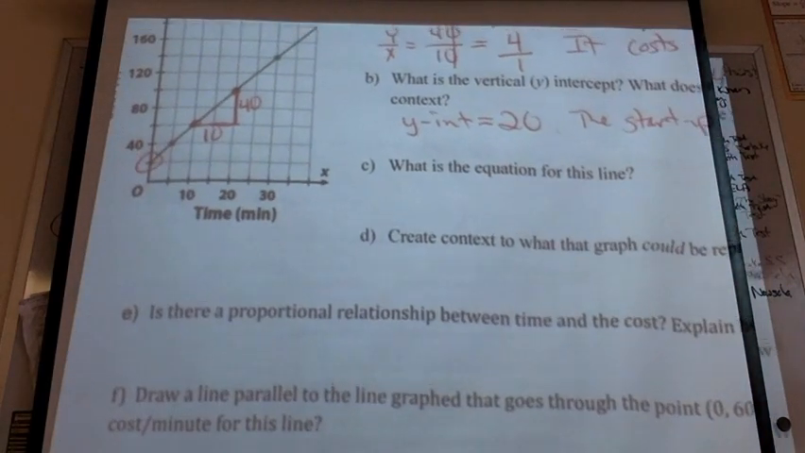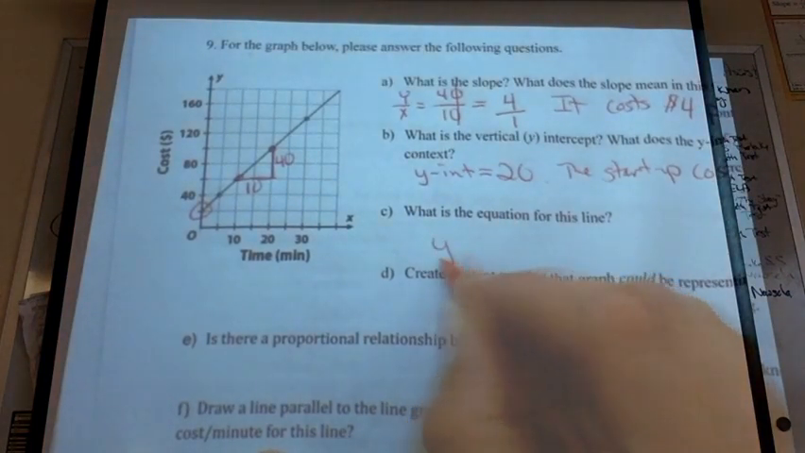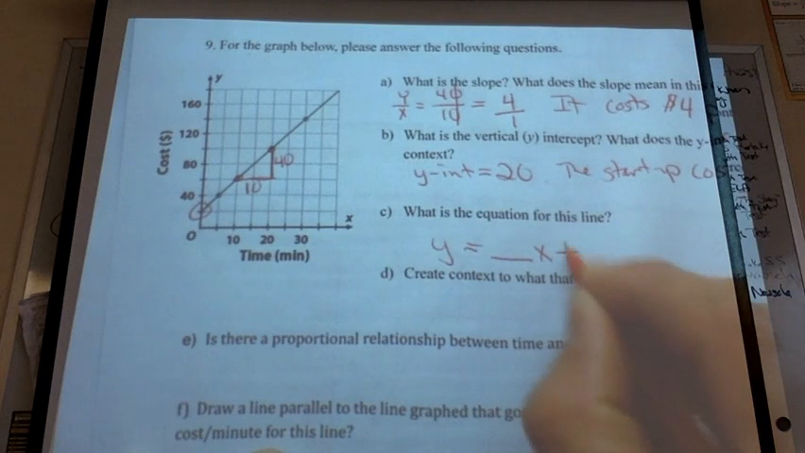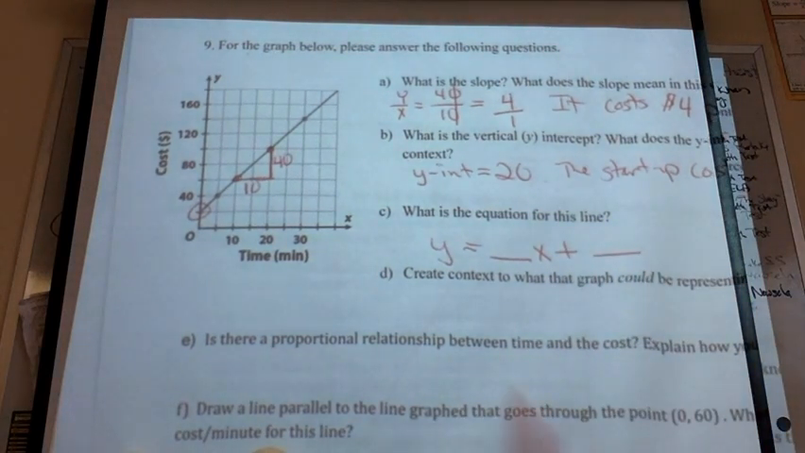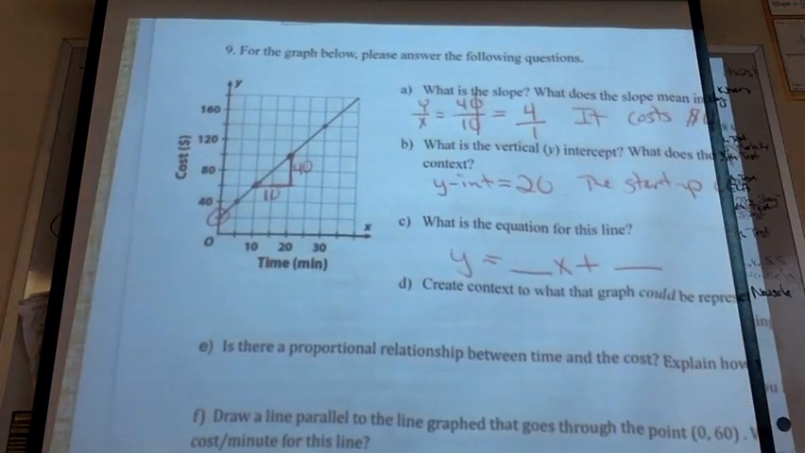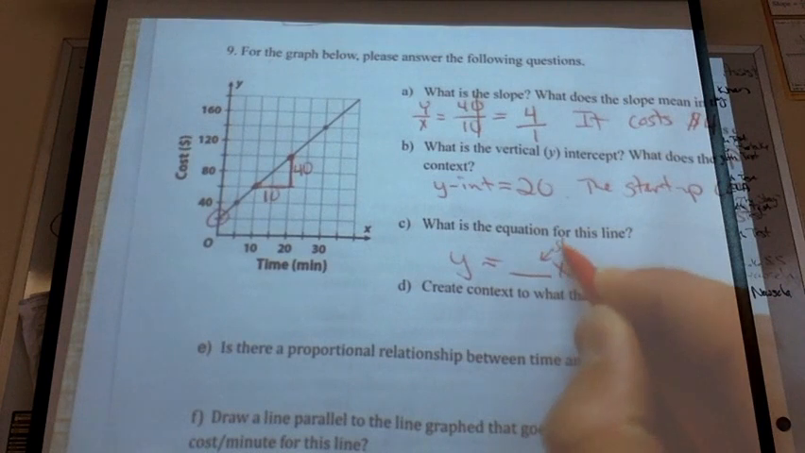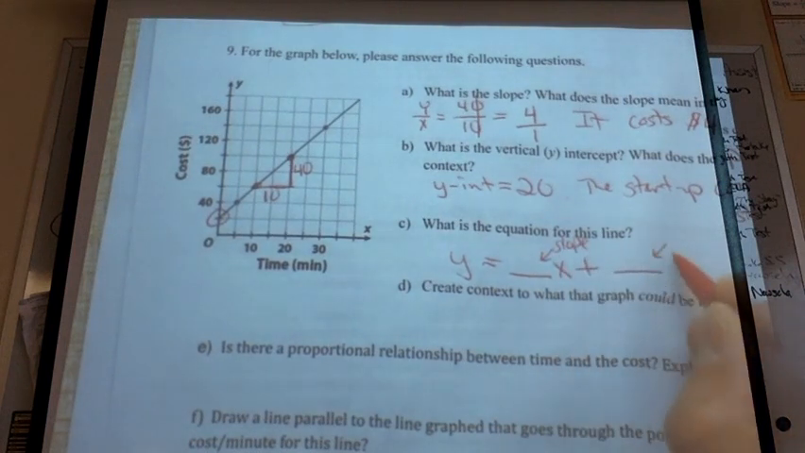Okay, the next part they're asking for is part C. What's the equation for this line? So we're going to have y equals blank x plus blank. The reason why we're going to have an equation that looks like this is because it's diagonal. Our line is going uphill, so it's positive. So our slope's going to be positive. So this will be our slope, and this will be our y-intercept.